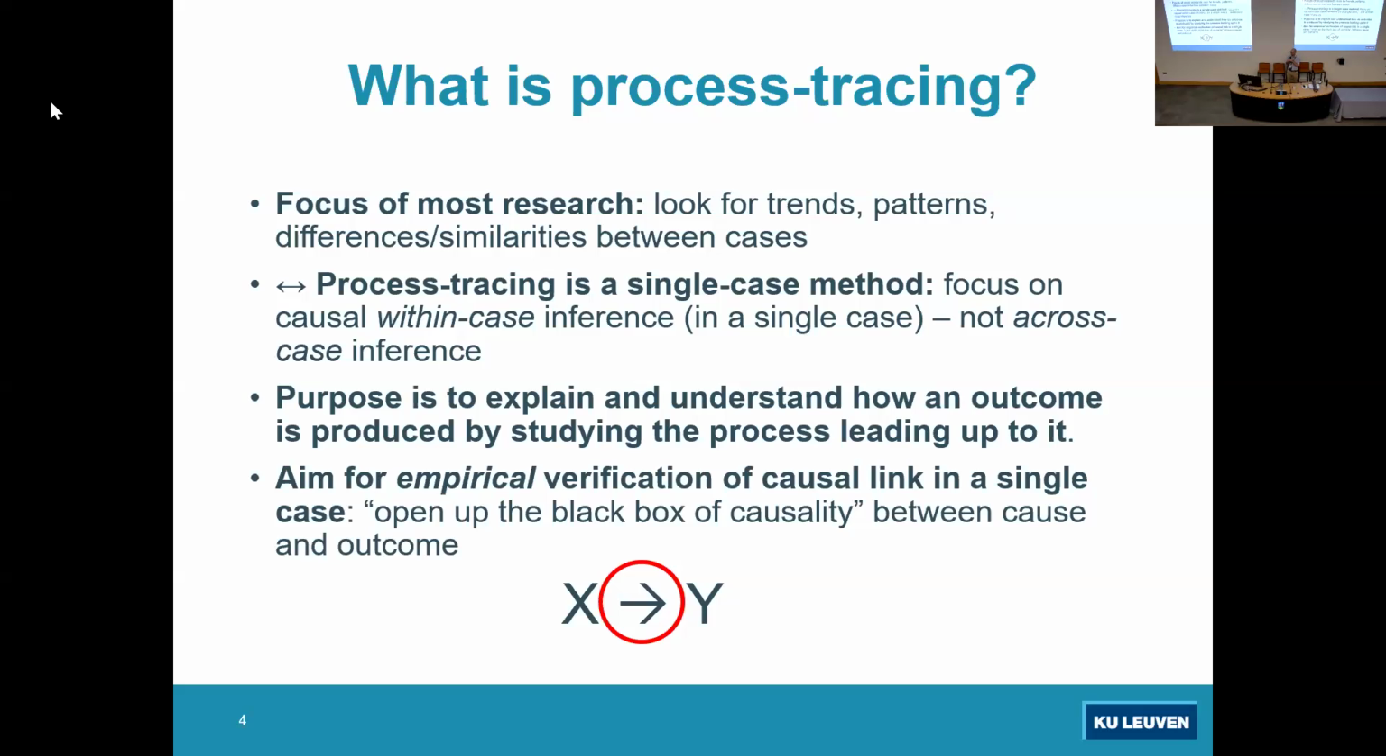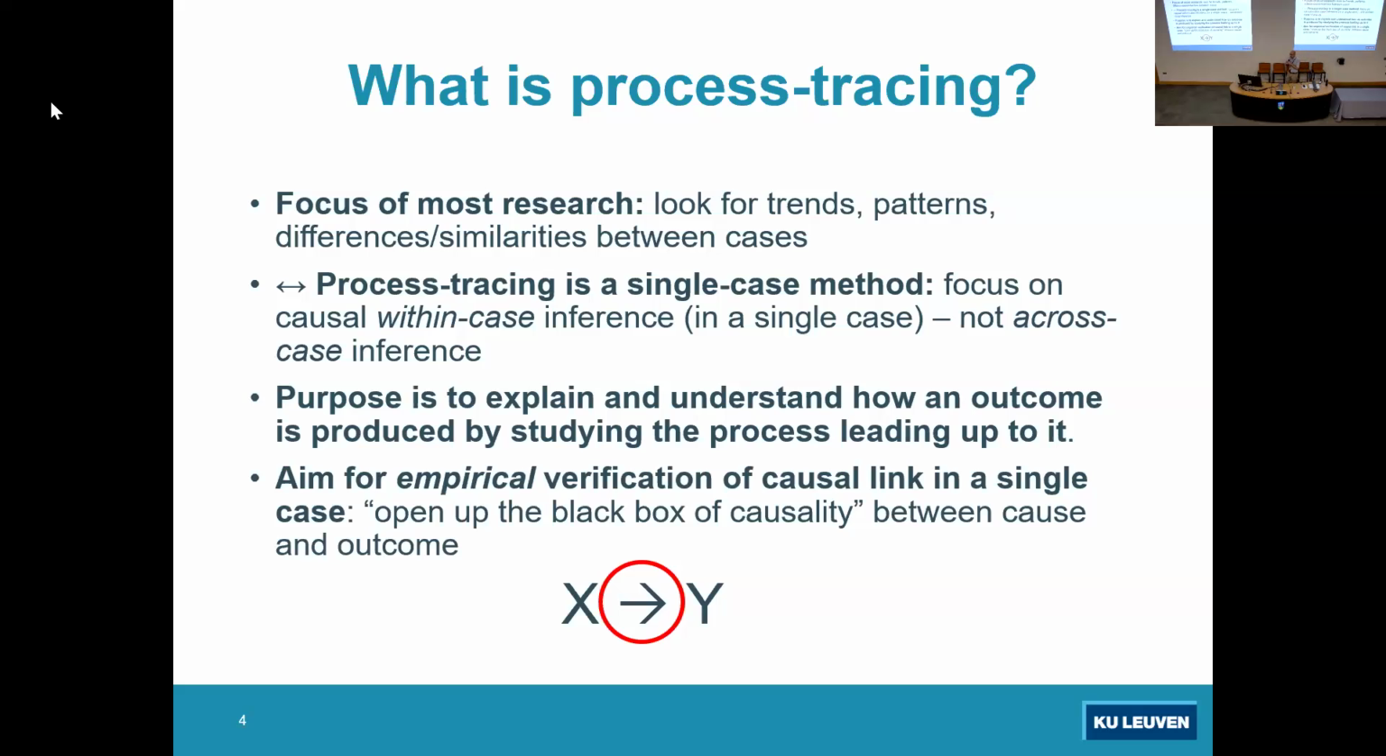You can do a lot of things. And what you want to do is explain this outcome by, as the name says, studying the process leading up to this particular outcome. And you're trying to empirically verify the relation between a specific cause and a specific outcome. So you are going to look at how this causal link, this causal relation, plays out in reality.